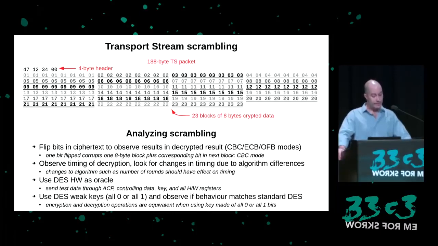This suggests the internal properties of DES haven't changed, which makes sense because the decryption has to be done in real time. So this suggests that crypto customizations are not affecting some DES internals like the number of rounds. Also, by using an ACP as a decryption oracle, I determined that the customization affects each of the 23 blocks of the transport stream differently.